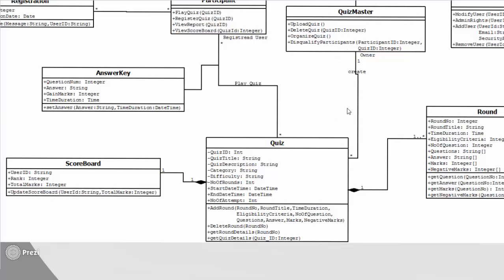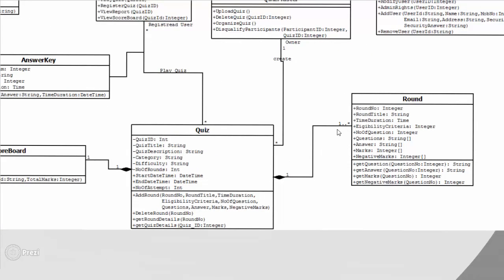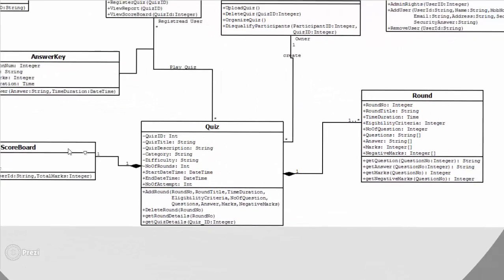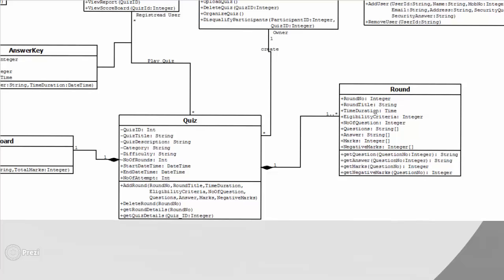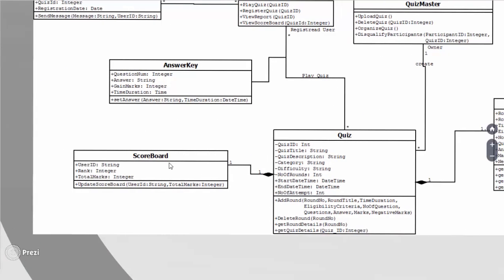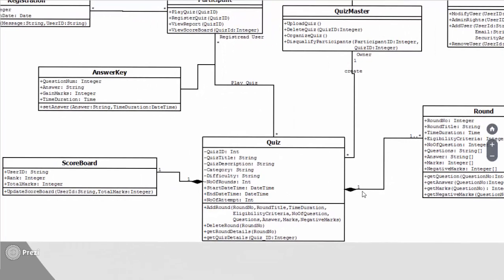An instance of a quiz is only created when a quiz master organizes and uploads a quiz. A quiz can have only one quiz master, while a quiz master can organize many quizzes. Each quiz has a minimum of 1 to n rounds but can have exactly one scoreboard. The round class contains all the details of a particular round, ranging from the round name, its duration, eligibility criteria, number of questions, question description, its answer, and marks of each question along with the negative marking. A scoreboard and round are necessary and mandatory components of a quiz.